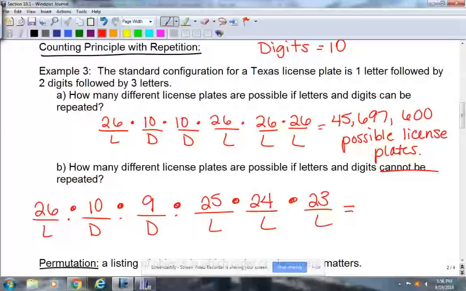So tell me, are we going to have more than 45 million in something or less than 45 million in something? Less, because we're multiplying smaller numbers, aren't we? We should have less than 45 million. So just type them all in straight across. What are we getting?